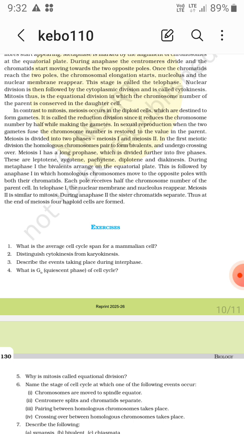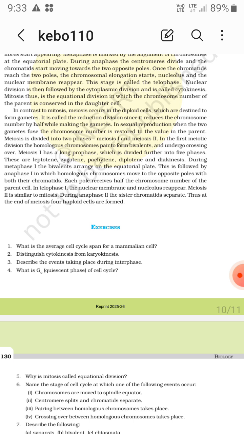Now during metaphase 1, the bivalents arrange on the equatorial plate, same as metaphase during mitosis. This is followed by anaphase 1, in which homologous chromosomes move to the opposite poles with both their chromatids. So homologous chromosomes, not the chromatids.